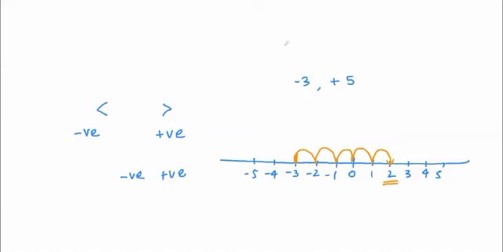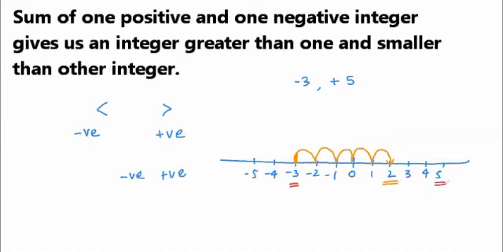And my initial numbers -3 is here and 5 is here. And now we can see 2 is between -3 and 5. So 2 is greater than one of the numbers, which is -3, and smaller than the other number, which is 5. So when we have one positive integer and one negative integer, their sum always gives an answer which is in between them.